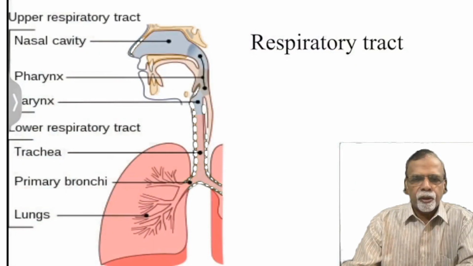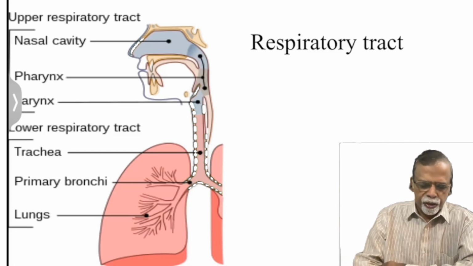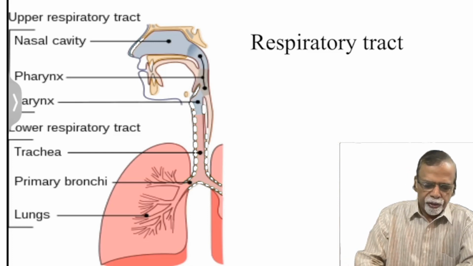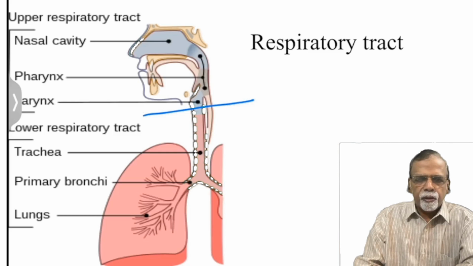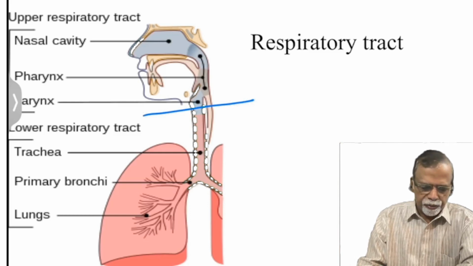Today I'll be discussing with you the basics of anatomy in relation with respiratory system for clinical examination. So we traditionally divide the respiratory system into upper respiratory tract and lower respiratory tract. By upper respiratory tract we mean the nostrils, the pharynx, including the nasopharynx and the oropharynx, and the larynx. Trachea and below are the lower respiratory tract.